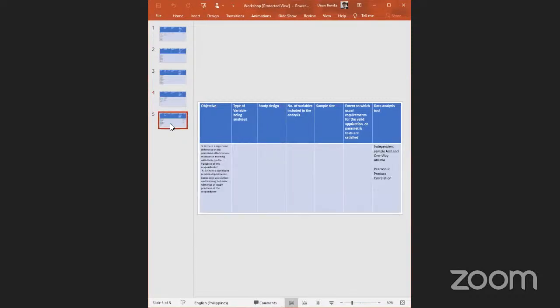Well, for the last two objectives po namin, which is there a significant difference in the perceived effectiveness of distance learning with their profile variables of the respondents? And lastly, is there a significant relationship between knowledge acquisition and learning behavior with that of study practice of the respondents? The data analysis tool that we will be using is an independent sample test in a one-way ANOVA, followed by a Pearson or product correlation po. So, yun lang po siya.